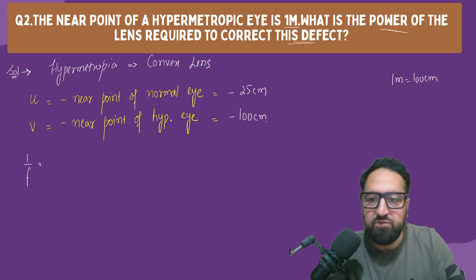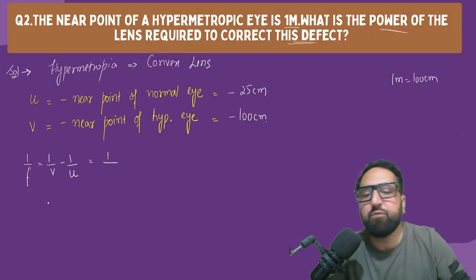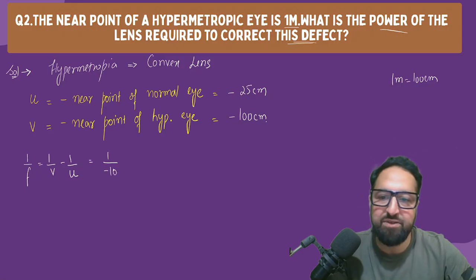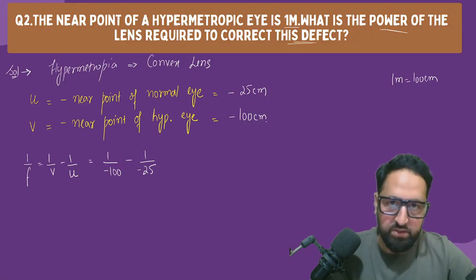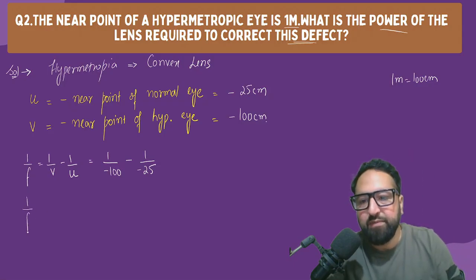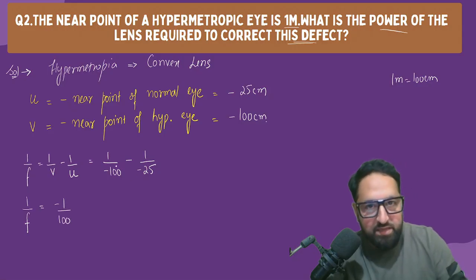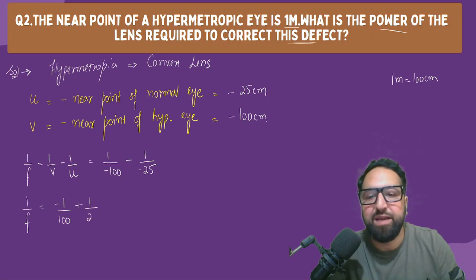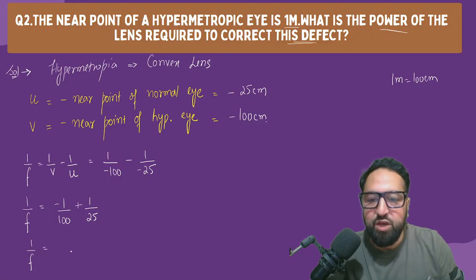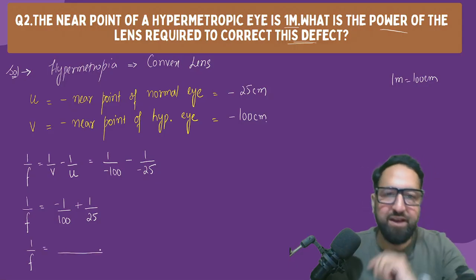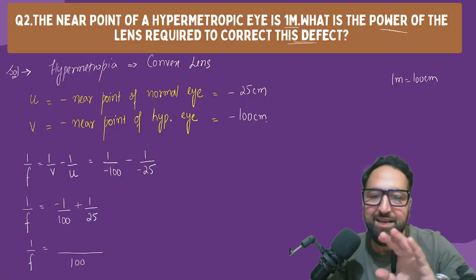1 by f equals 1 by v minus 1 by u, equals 1 divided by, what's the value of v? It is minus 100 centimeters. Minus 1 divided by, what's the value of u? Minus 25 centimeters. Very good. So 1 divided by f equals minus 1 divided by 100, minus minus becomes plus, plus 1 divided by 25. What should be the LCM of 100 and 25? Very easy, it is 100. I hope I don't need to explain this at this level.